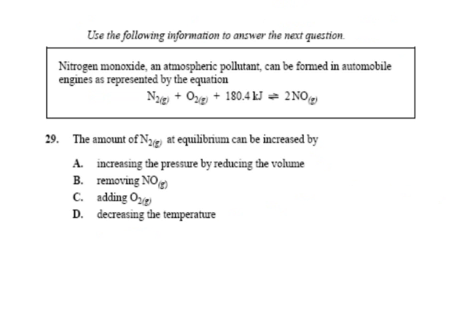Okay, so if you increase the pressure by reducing the volume, you're changing how much room there is. There'd be less room. On this side, there's two molecules of gas. On this side, there's two molecules of gas. What would happen if you changed your volume? Nothing. Because there's really no better side to move to. If you had a 3 to 2 ratio, then it would move to the 2 side if there was less space. So A is not going to accomplish anything.